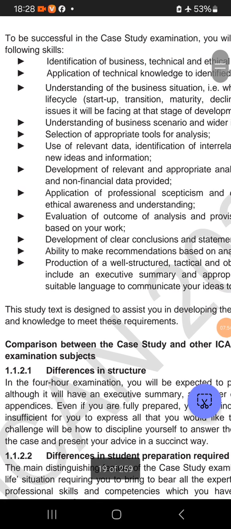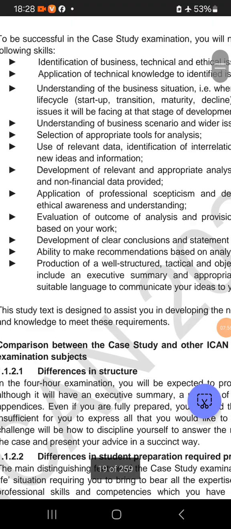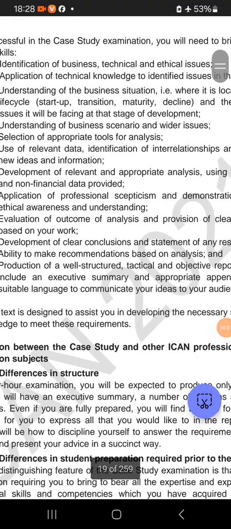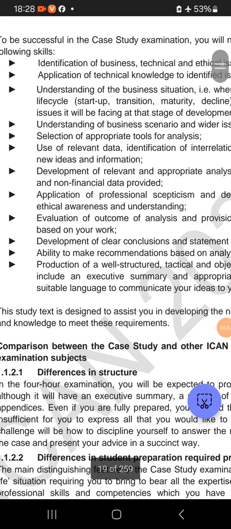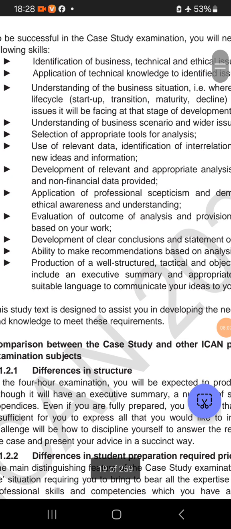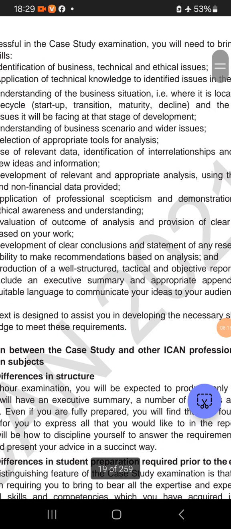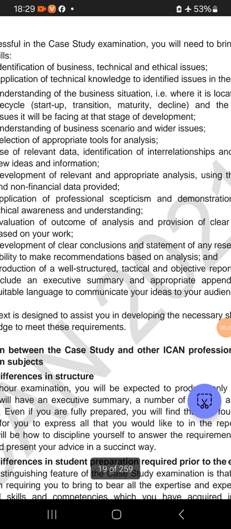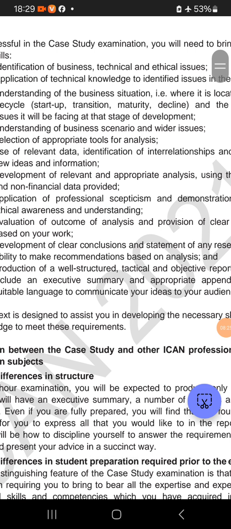All right, so the next one is understanding of business scenario and wider issues. You understand the business scenarios. Now, this one is a little different from the one we just read. Understanding the business scenario in this case and the wider issues in this case means that a business does not exist on its own alone.